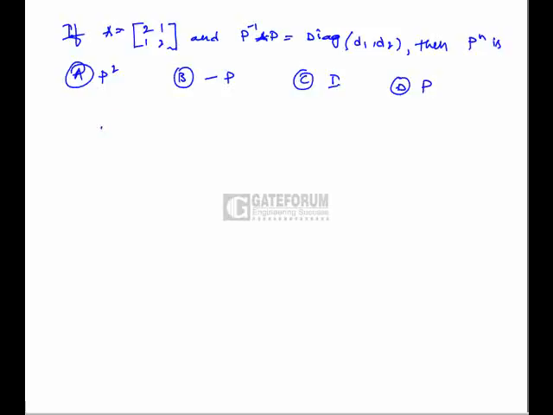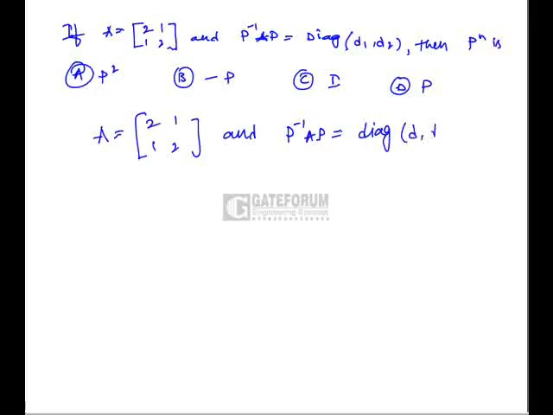In this problem, it is given that matrix A is [2 1; 1 2] and also a relation P inverse AP equals the diagonal matrix D with entries D1, D2. Now let us look into this relation. P inverse AP is nothing but a diagonal matrix. Now if it is a diagonal matrix, then P power n will always be P.